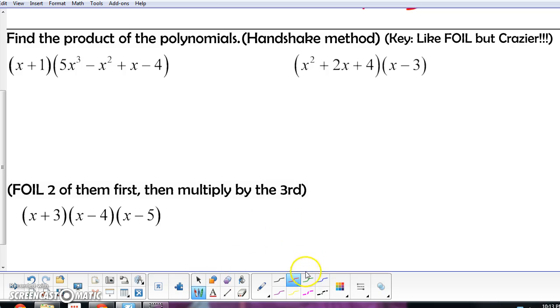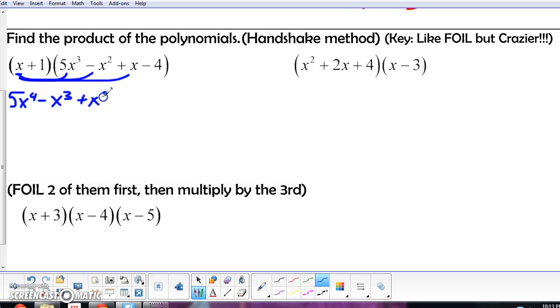So here we go. If I want to multiply x plus 1 times 5x cubed, etc., I need to distribute all the terms in one to all the terms in the other. I'll start with the x. And I'm going to distribute this to all of these terms. So when I do that, I multiply. First terms multiply together give me 5x to the 4th. And then minus x cubed. And then plus x squared.